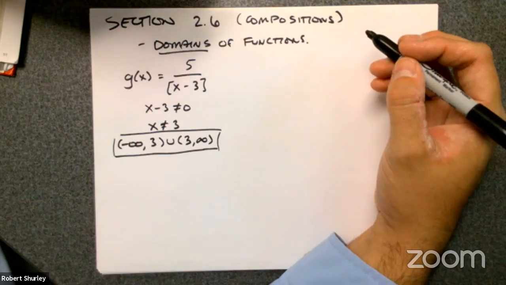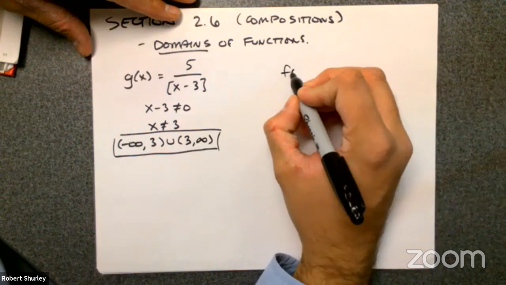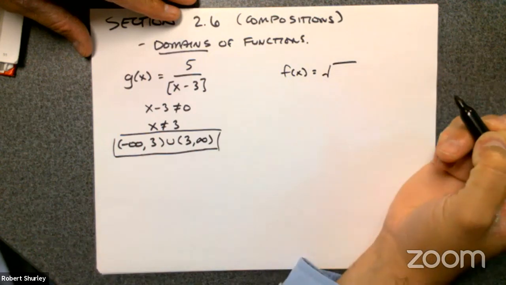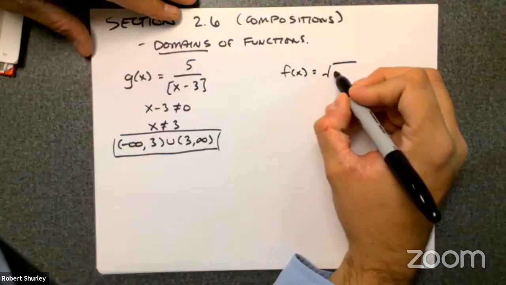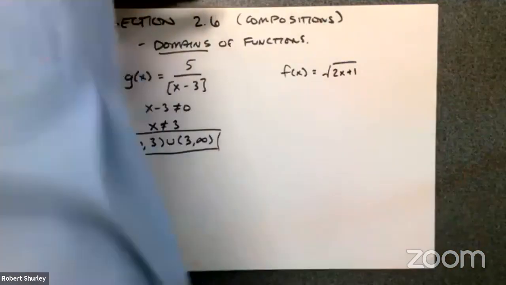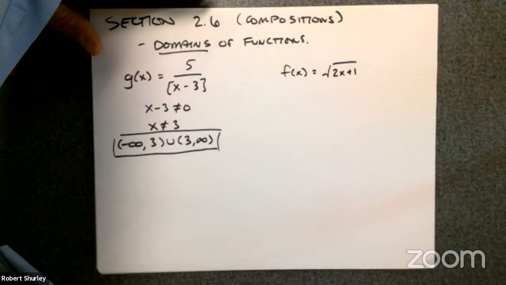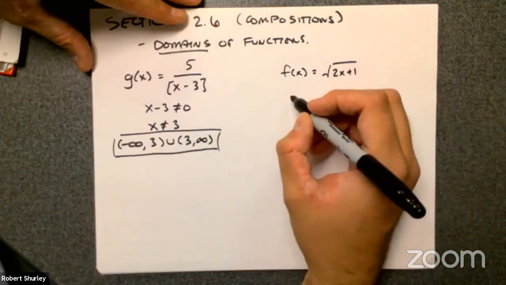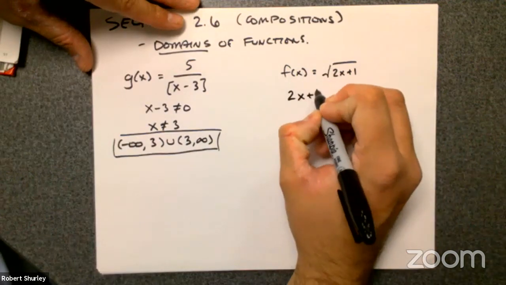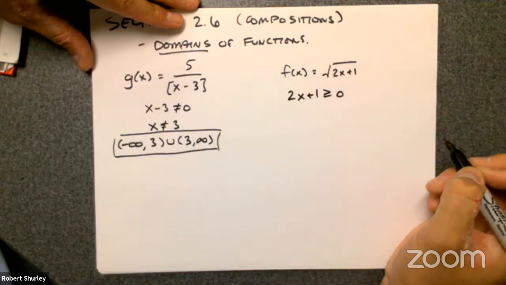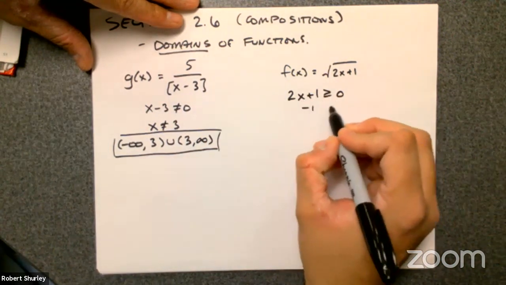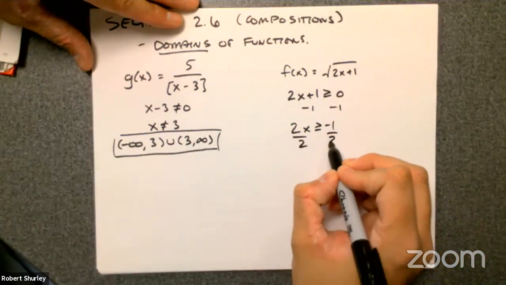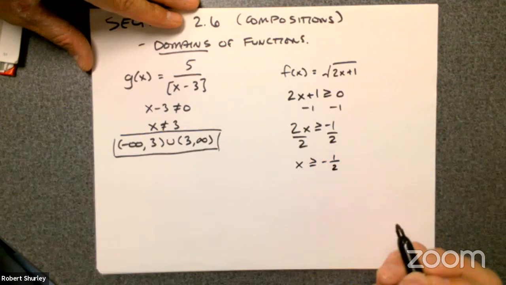Okay. And then let's do the other one. So the other one's when we had an even root. And so if we had an even root, let's say it was like the square root of 2x plus 1. With the even root, we just had to make sure that whatever is underneath the radical was greater than or equal to 0. So 2x plus 1 was greater than or equal to 0. So we solve this out, subtract the 1. We get 2x is greater than or equal to negative 1, divide by 2. We find out that x has to be greater than or equal to negative 1/2.